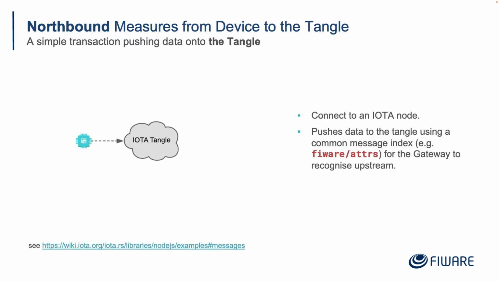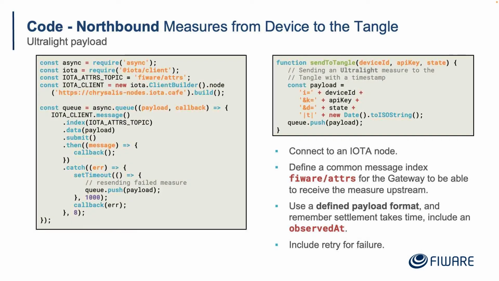Now, what happens here is that once the data has been recognized as being valid, there is an event raised, which means I can use this, in this case, FIWARE-IOTA's message index to listen for changes on that and use that in my gateway code.